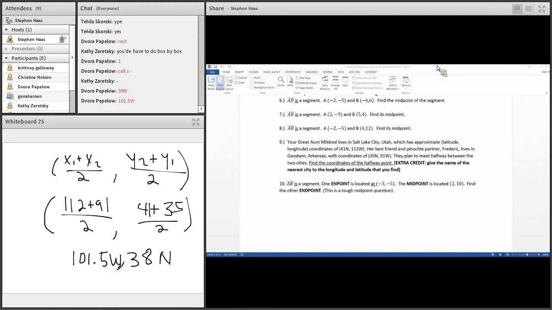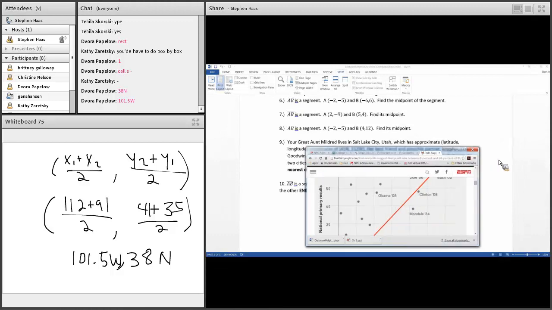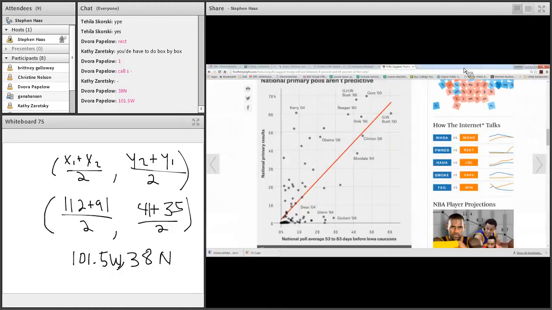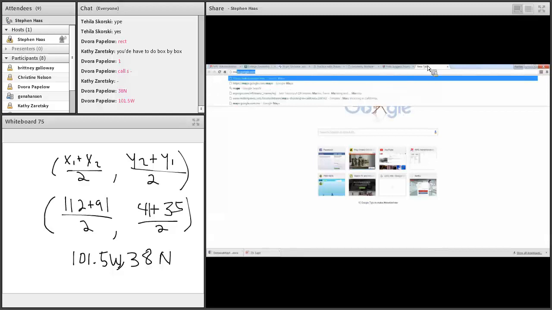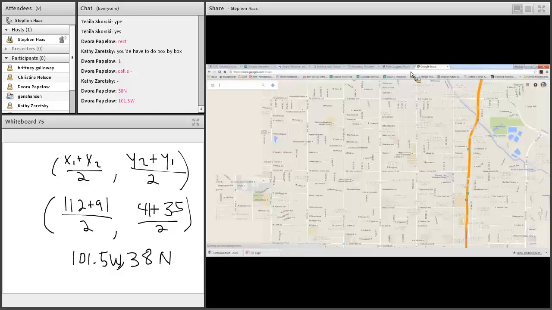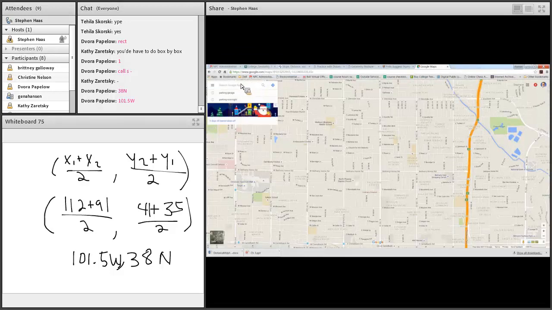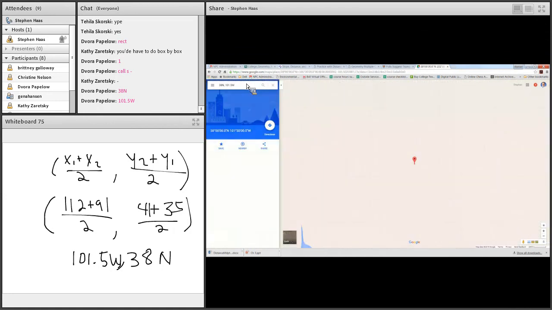Well, let's go to Google Maps and see if we can do it there. I don't remember. Either you can get out a globe or you can just go to Google Maps. Now, how do you do Google Maps longitude and latitude? I think you can just type it in. So let's try 38 north and 101.5 west. I think you can just do that. Will they let you do that? Yep, there it is.